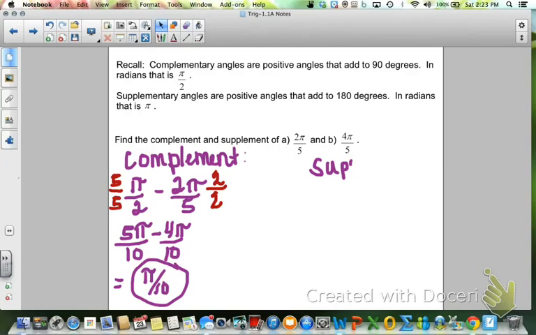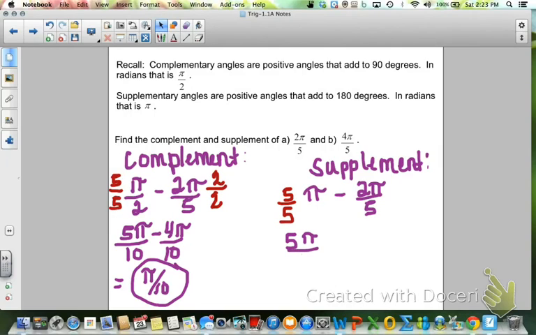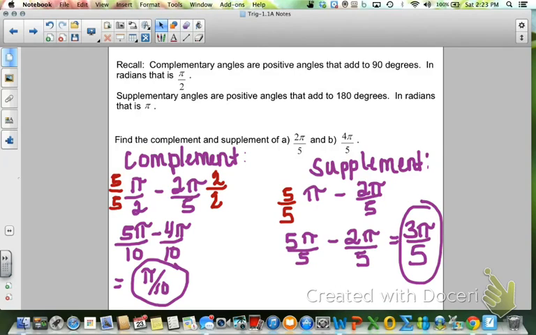For the supplement, angles that add up to 180 are supplements, and they have to be positive. Remember, 180 degrees is equivalent to pi. So I'm going to take pi and subtract the angle I know, which is 2 pi over 5. My common denominator is 5, so I'm going to multiply pi by 5 over 5 to get 5 pi over 5 minus 2 pi over 5. That gives me 3 pi over 5. So my supplement to the angle 2 pi over 5 is 3 pi over 5.